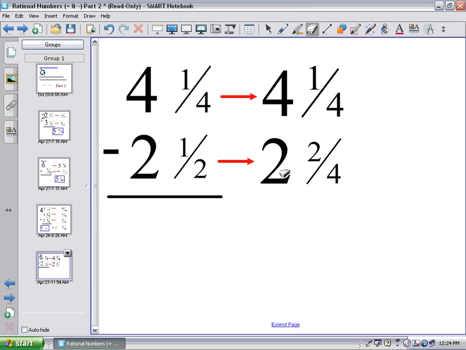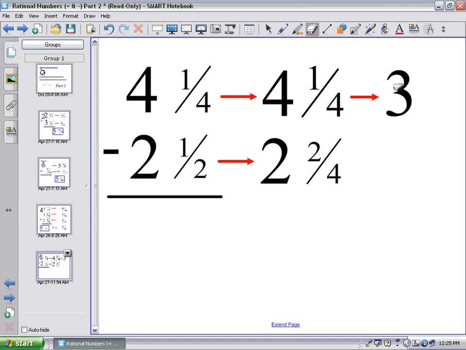But then I got a problem, I got a dilemma. Because now this is the first time I've encountered my fractions where the numerator on the top was smaller than my numerator on the bottom. So again, what you're going to have to do is you're going to have to borrow. I'm going to have to borrow 1 from 4 out front. You take 1 away from the 4 and you make that guy a 3.